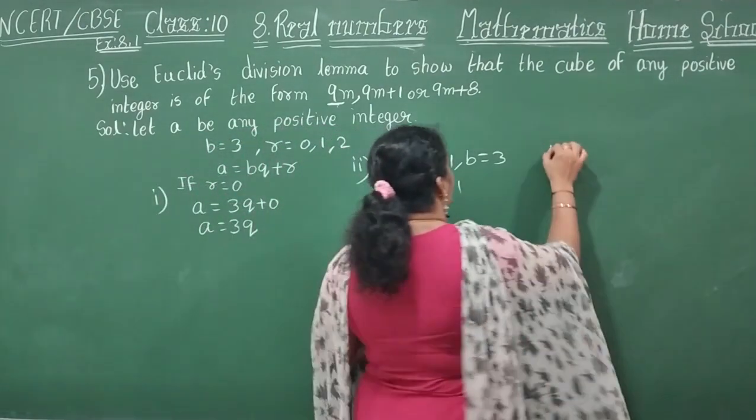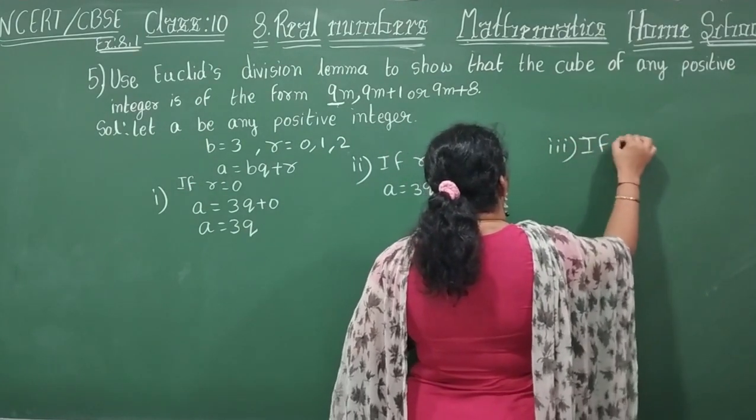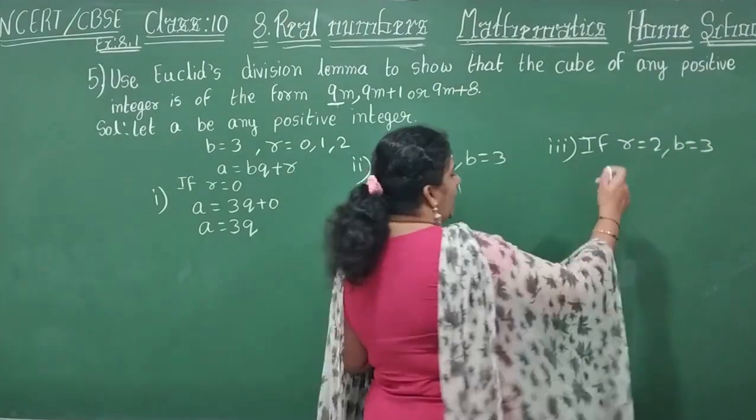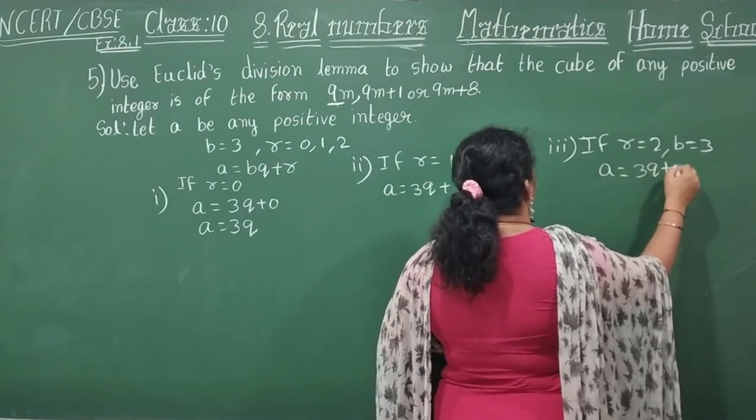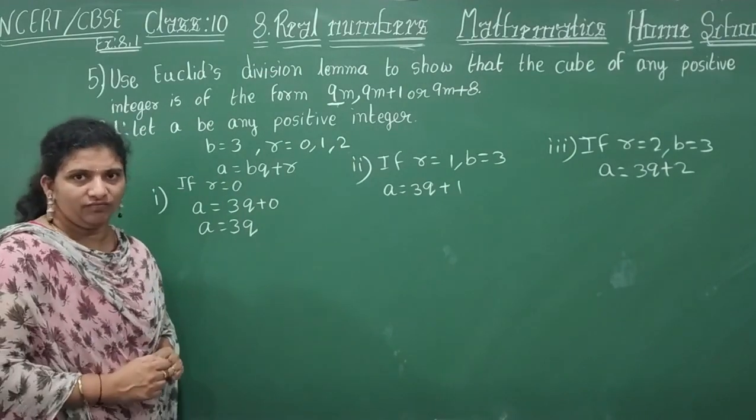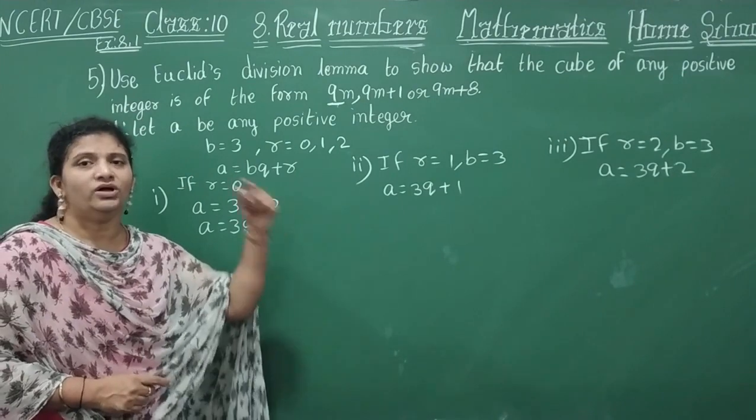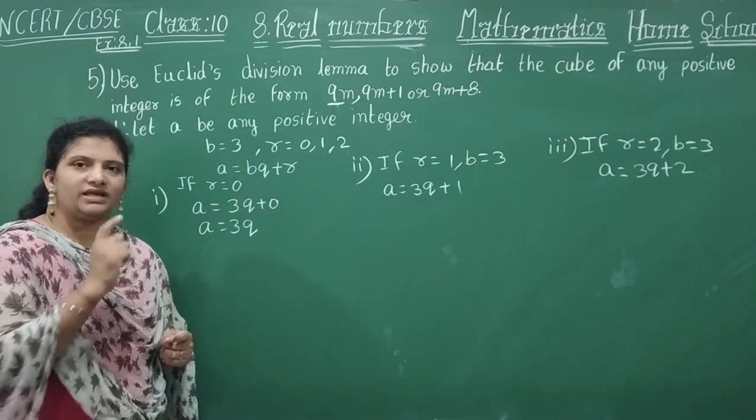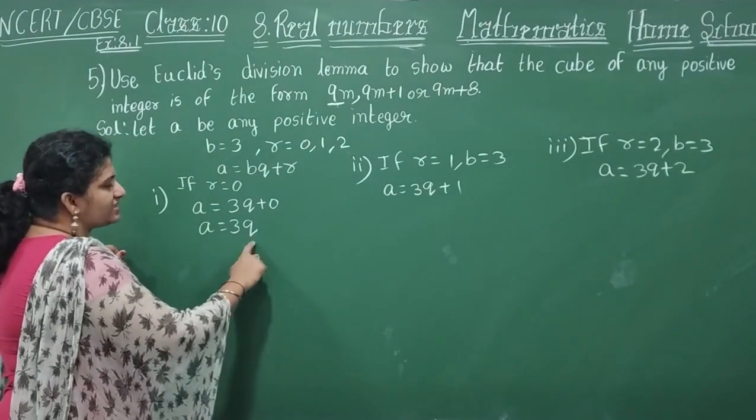And finally, our third case. What's your third case here, children? If r is equal to 2 and b is equal to 3, apply in Euclid's division lemma. a is equal to 3q plus 2. See here, children, I have written 3 cases for you now. Okay, if you take 9, the remainders are 0, 1, 2, 3, 4, 5, 6, 7, 8. These many cases you need to solve in the same procedure. Now, what's your next step?